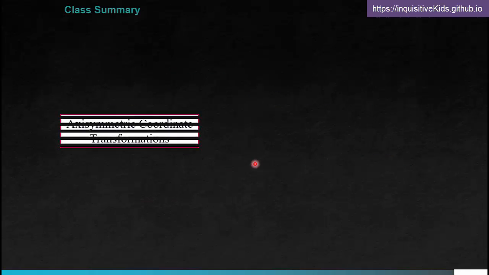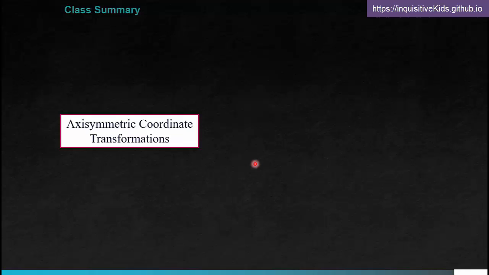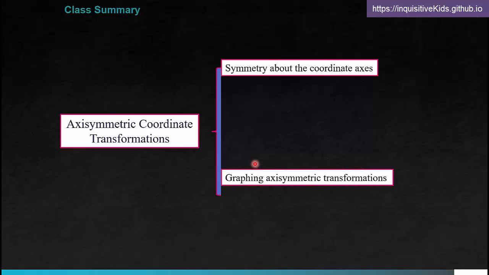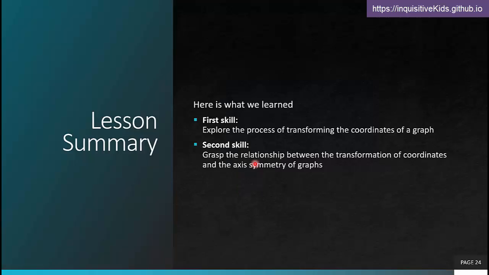Class summary. Axisymmetric coordinate transformations. Symmetry about the coordinate axes, and graphing axisymmetric transformations. Again, the 2 skills we learned today: explore the process of transforming the coordinates of a graph, and grasp the relationship between the transformation of coordinates and the axisymmetry of graphs.